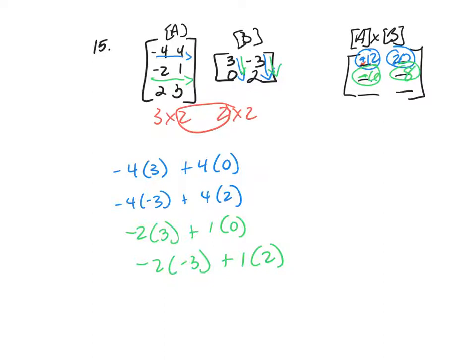With me? Now the yellow is going to be the third row with both of these columns. So you go left and right with the first one, up and down with the second one. The yellow is going to be 2 times 3 plus 3 times 0. And then 2 times negative 3 with the second column plus 3 times 2. So the first one is going to be a 6, and the second one is going to be a 0.